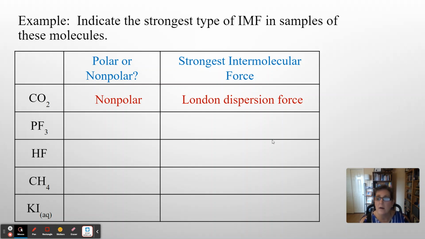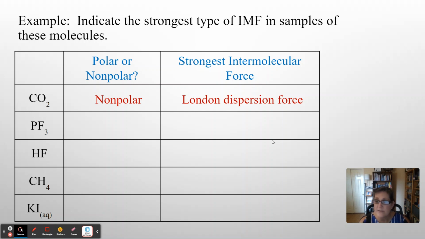All right, PF3. P and F are different atoms, but we need to know if it's polar or nonpolar. Again, there's no hydrogen, so it's not hydrogen bonding force. There's no ions, so it can't be ion-dipole force. So again, we need to know if this is polar or nonpolar. We have to do a Lewis dot structure again. So hit pause and draw the Lewis dot structure. And we're back.